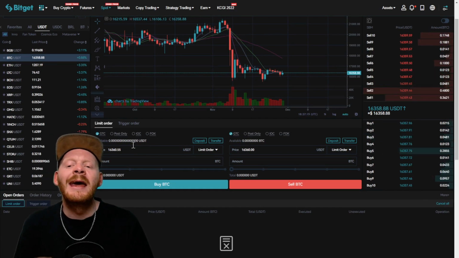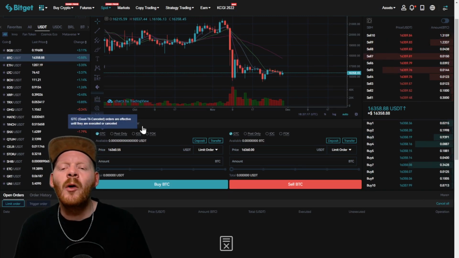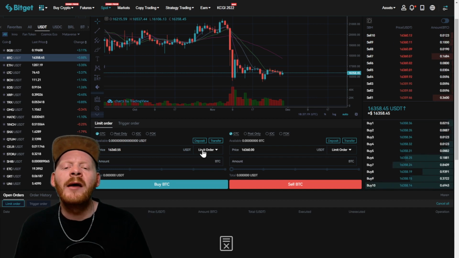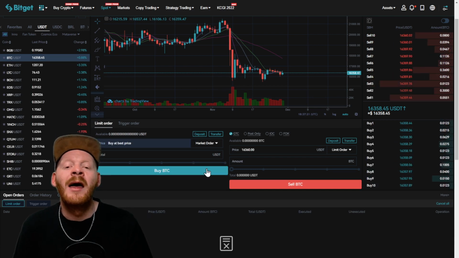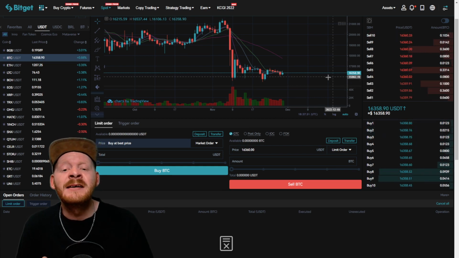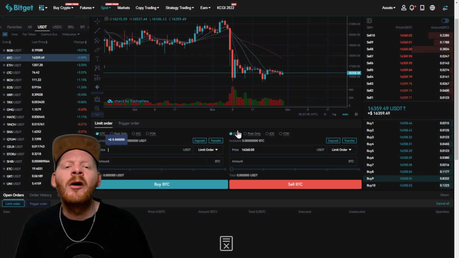So let's say you want to buy Bitcoin exactly here with your USDT, and then you would go down to buy Bitcoin. And here you can see you can set a limit order, and also you can change the option to a market order. And this means a market order will be executed directly and you would buy Bitcoin at the exact market price. But if you want to buy or sell Bitcoin at a specific price, you would take a limit order.